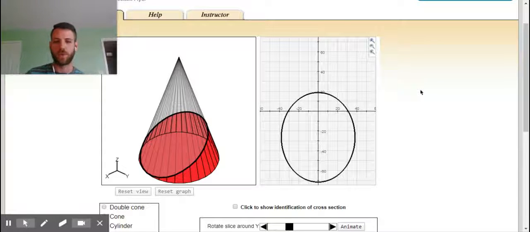Hello and welcome to this video introducing conic sections and the most straightforward example of them, specifically circles. We're looking at an interactive web page where we see a picture of a cone and a cross section through it.